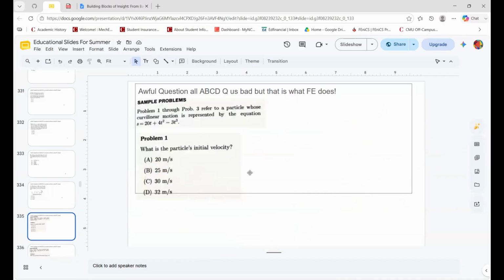Anyways, problem 123 refers to a particle over here. This is a particle question. What's the particle's initial velocity? Well, we can do dx/dt, which is basically 20 plus 8t minus 9t squared, right? Then we can plug in the initial velocity, because the other terms are 8t and 9t squared, so at t equals 0, it's 20. So it's A.